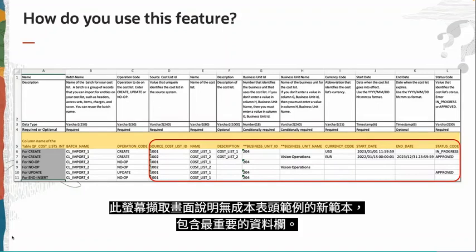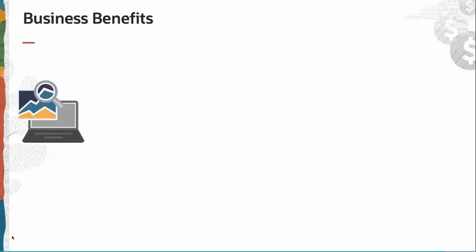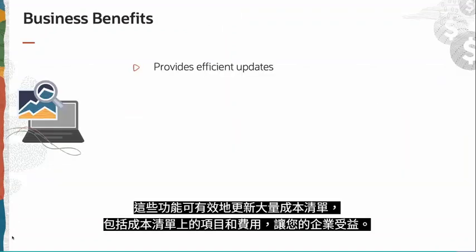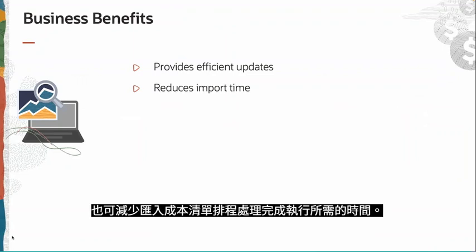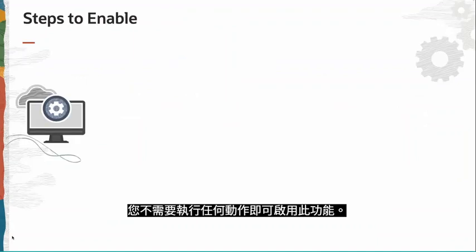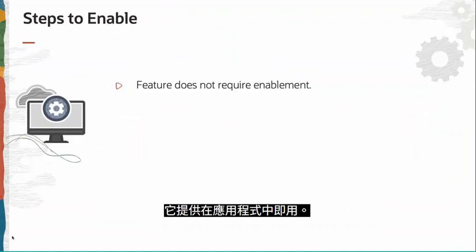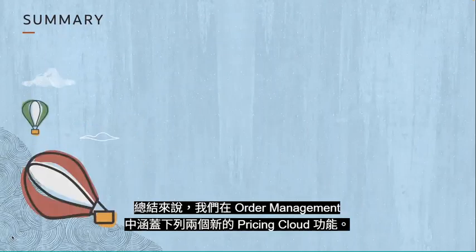These features benefit your business by efficiently updating a large number of cost lists, including items and charges on cost lists. It also reduces the amount of time that it takes the import cost list scheduled process to finish running. You don't need to do anything to enable this feature. It's delivered as ready to use within the application. To summarize, we have covered the following two new pricing cloud features in order management.